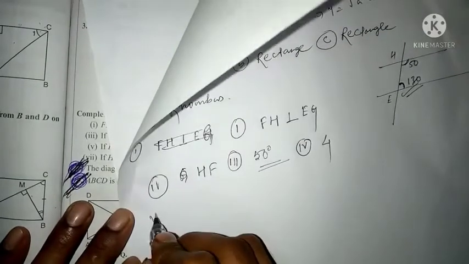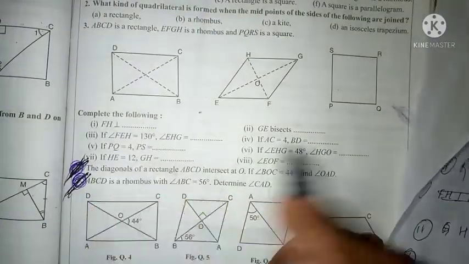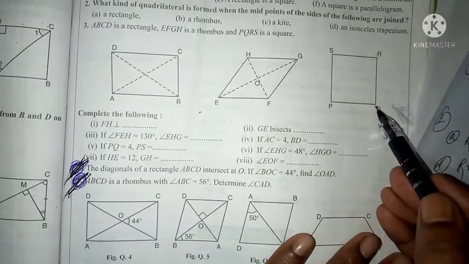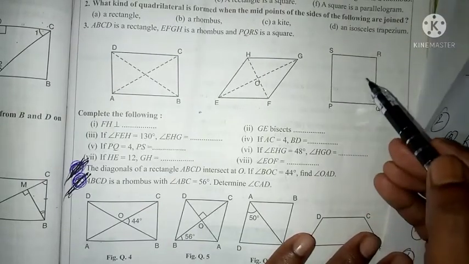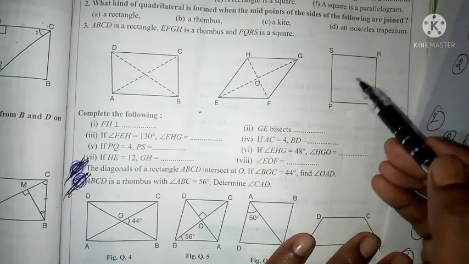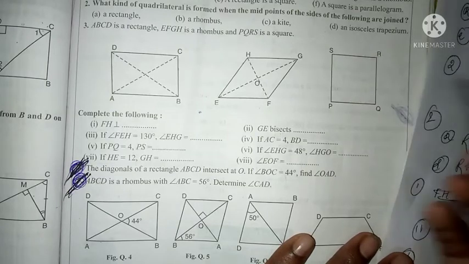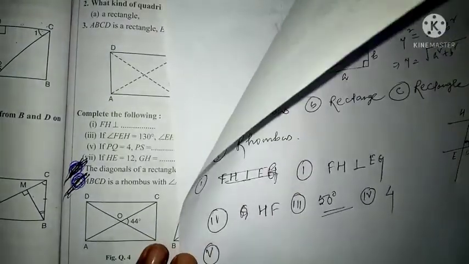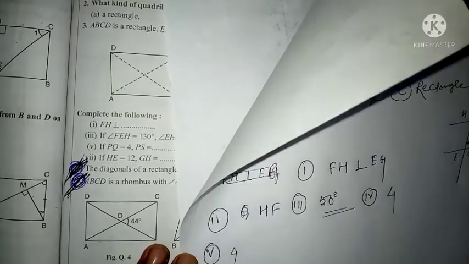Then we'll see the fifth one. PQ is equal to 4 centimeter. What is PQ? PQ is 4 centimeter. PS will be what? Because this is a square, in a square all sides are equal. If one is 4 centimeter, PS must be 4 centimeter.